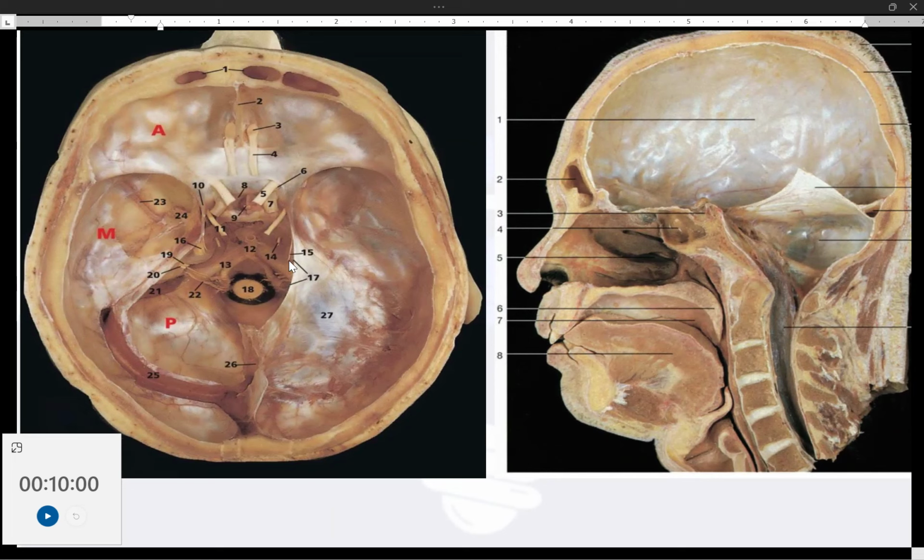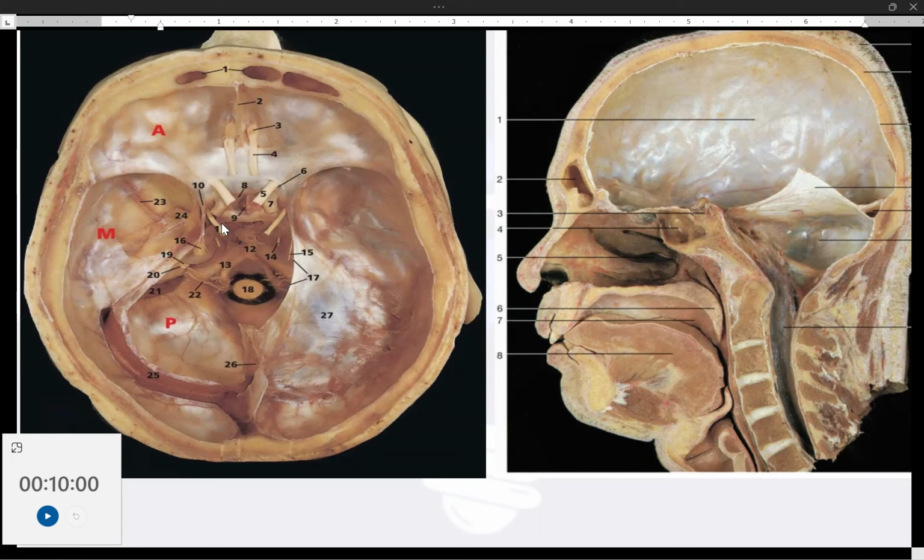So what is number 15? This is 18. This structure. I want to pass this. Okay, so what is number 11? This is the oculomotor nerve. Yes, this is the oculomotor nerve.